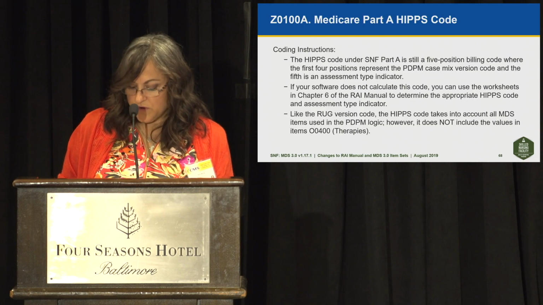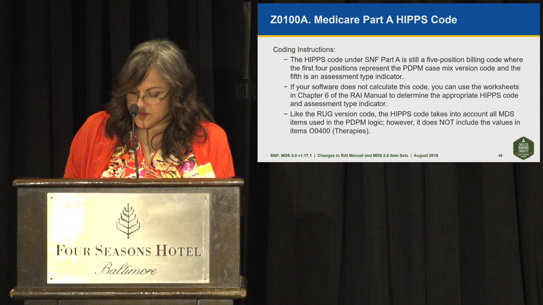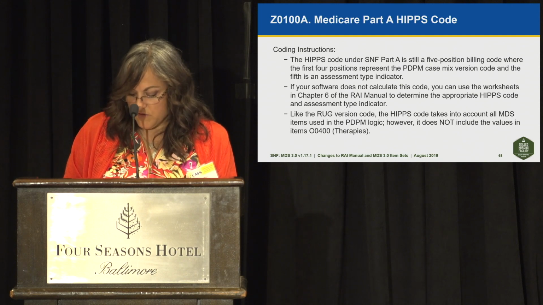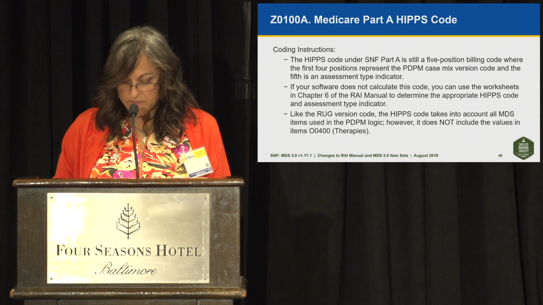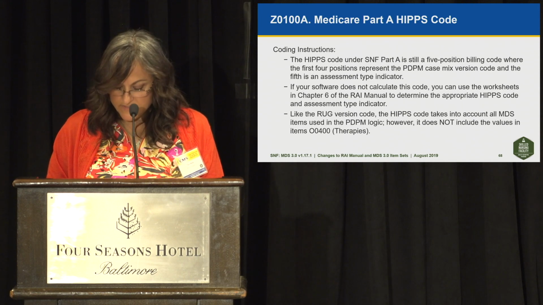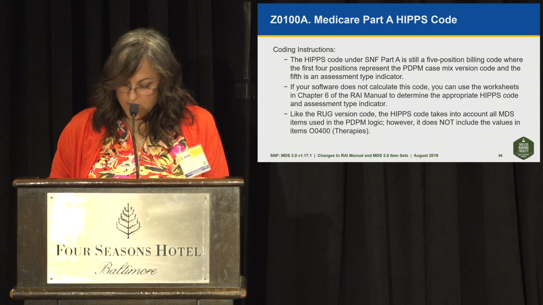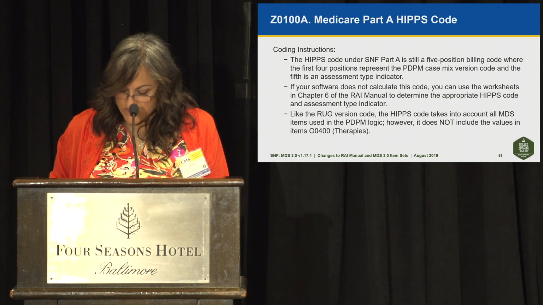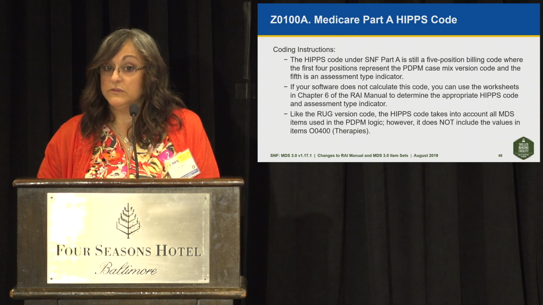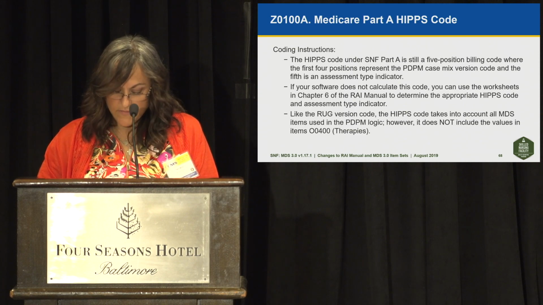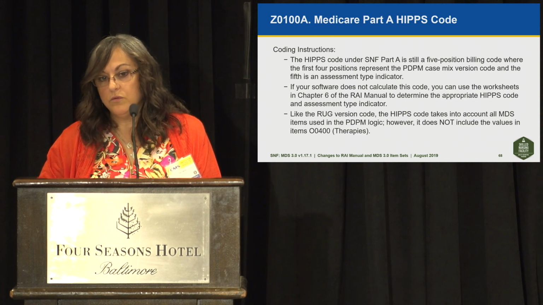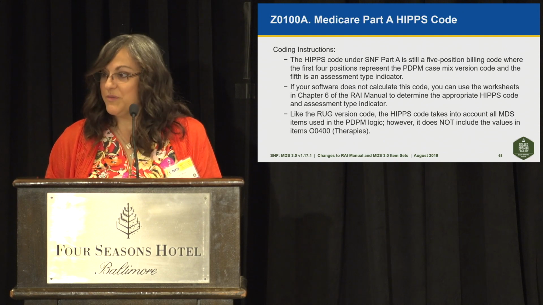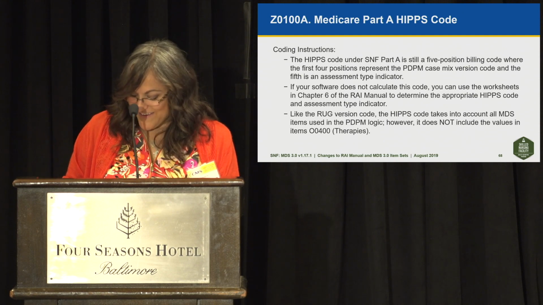Item Z0100A, Medicare Part A HIPS code, is a 5-position billing code with the first 4 positions representing the PDPM clinical case mix, and the 5th is that assessment type indicator. If your software does not calculate this for you, you can use the worksheets in Chapter 6 of the RAI Manual to help you. And in the case study tomorrow, we're going to be doing that. John and Jen are going to be walking you through that.